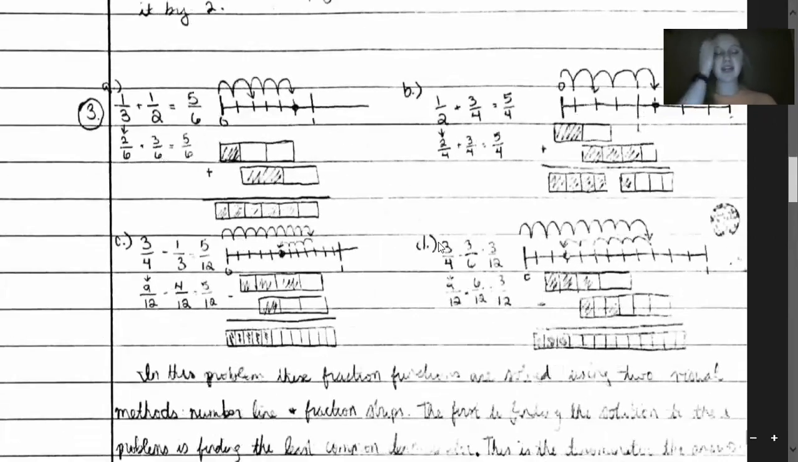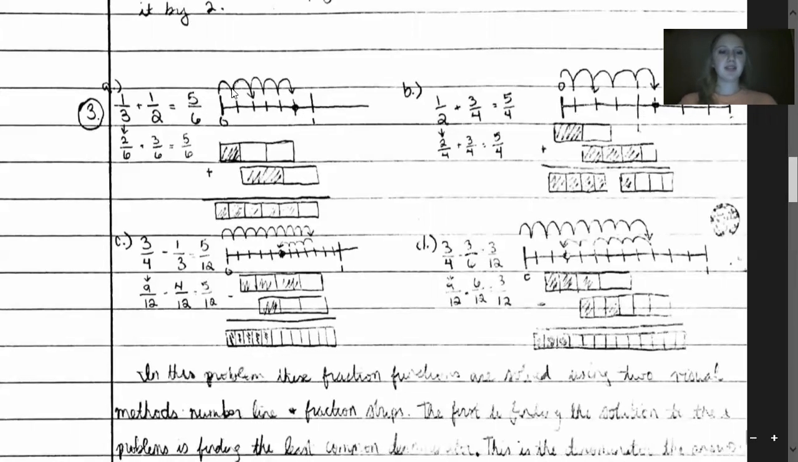Number 3 is equations involving fractions, and they are to be solved with number lines and fraction strip models. So the first step that would be taken is finding the least common denominator, which between 3 and 2 would be 6. So you would simplify this equation, and it would be 2/6 plus 3/6 equals 5/6. You can see here, you just jump.